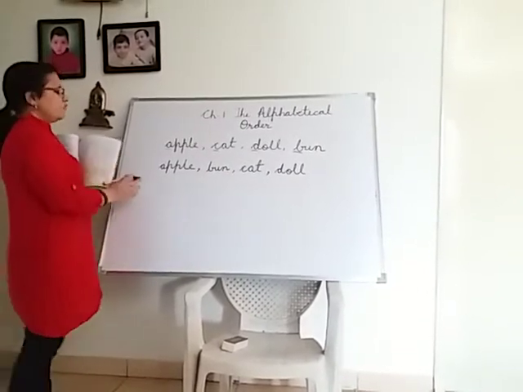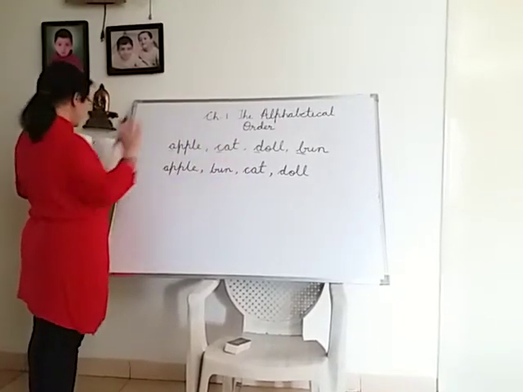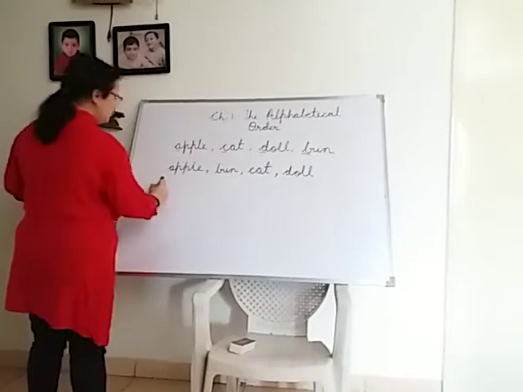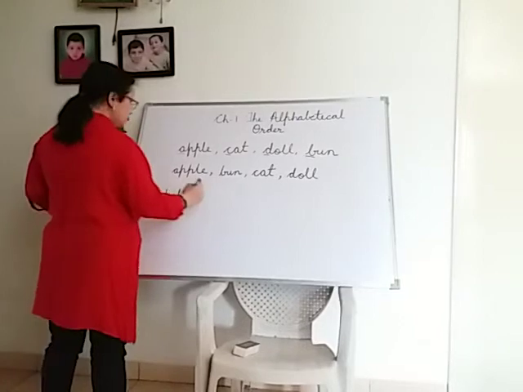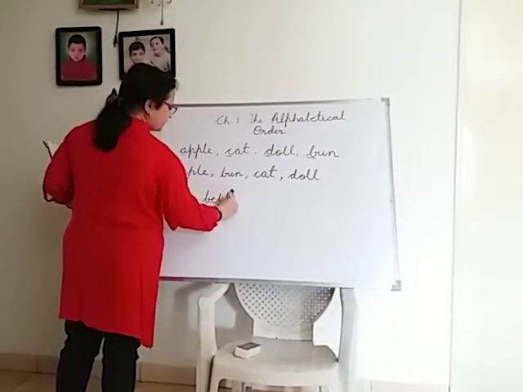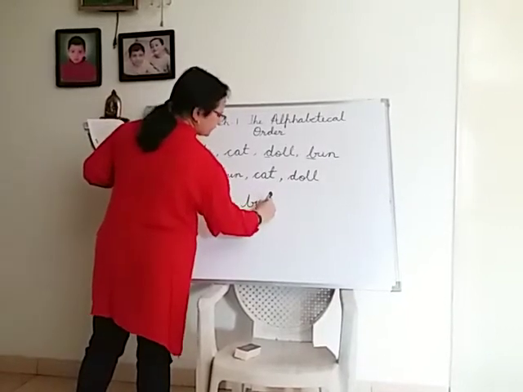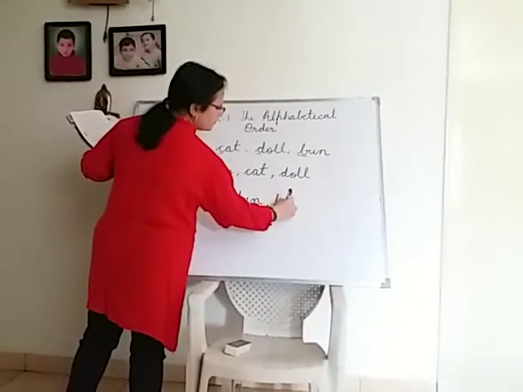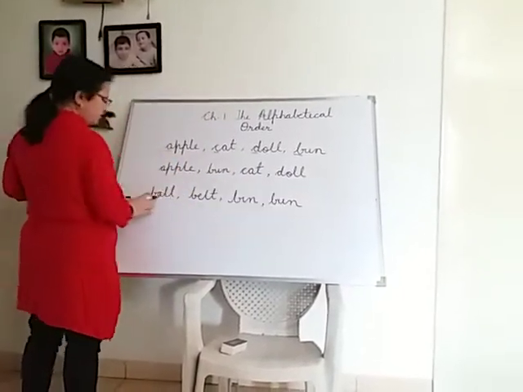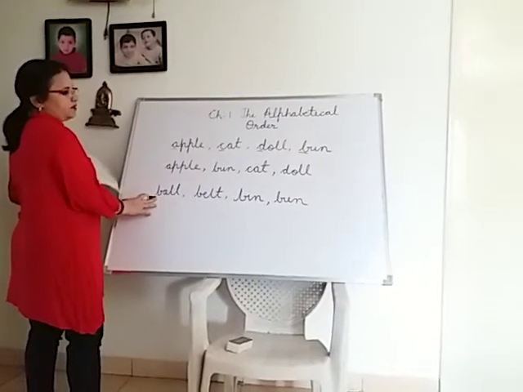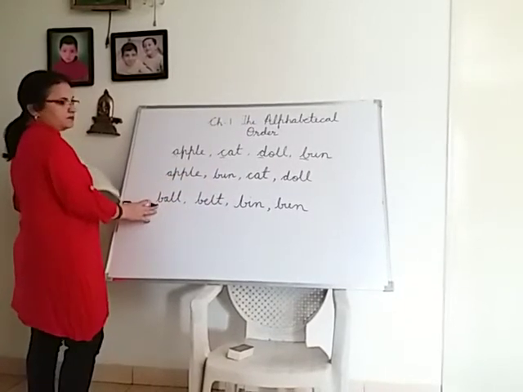Now see, what will happen if the first letter of all the words is the same? Now I am writing one example. Suppose ball. Then next is belt. Then next is bin and bun. Now students, you can see here all the words start with the same letter B. Now how to arrange them, when all the words have the same beginning letter?